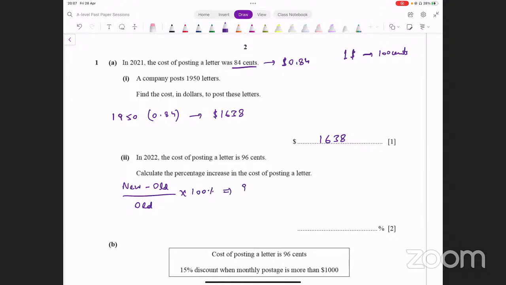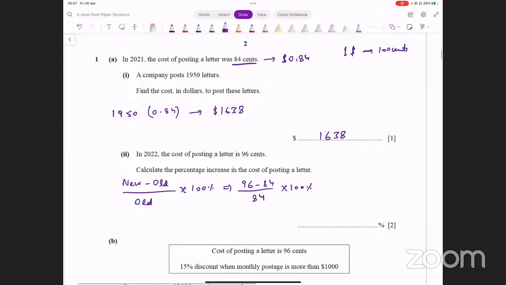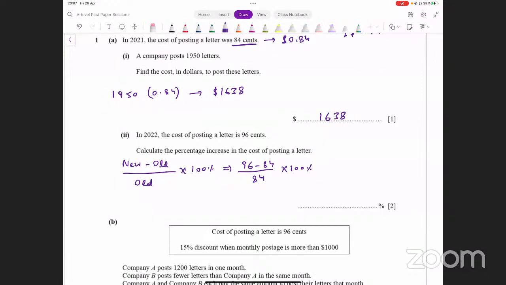New cost is 96. Previous cost was 84. We divide by the old number, the original number, that's 84. Multiply this by 100%. What does that give you? 12 over 84 into 100. And that turns out to be 14.286%. You can write it as 14.3% in your answer. And that's the final result that we get from this. That's the percentage increase.